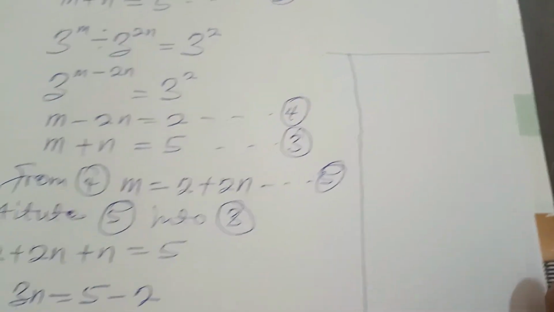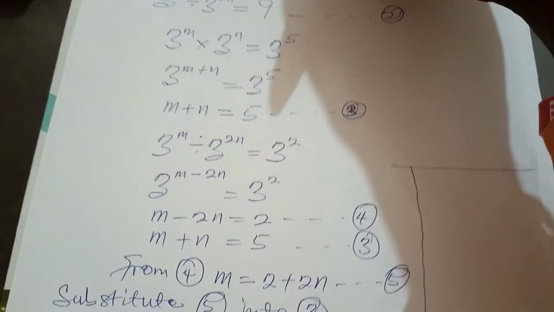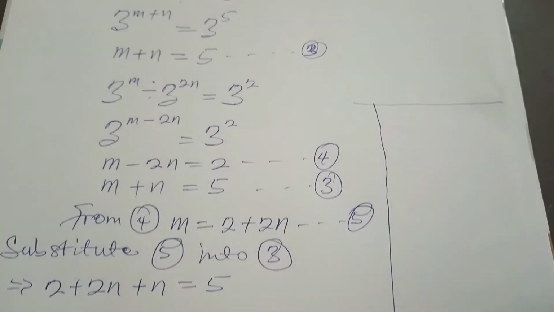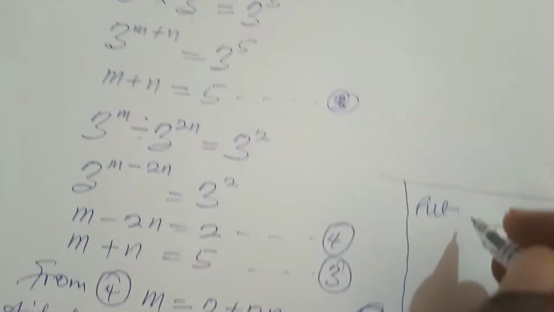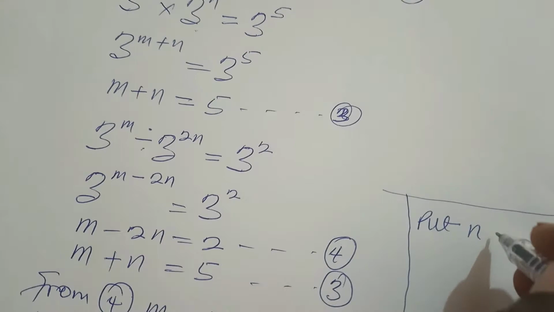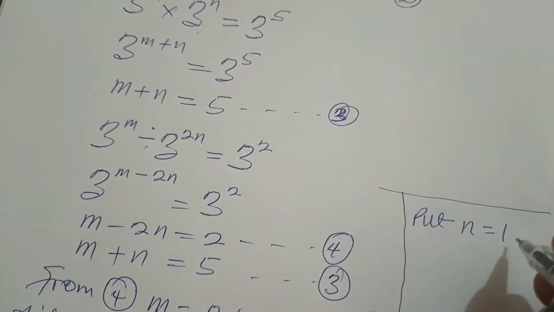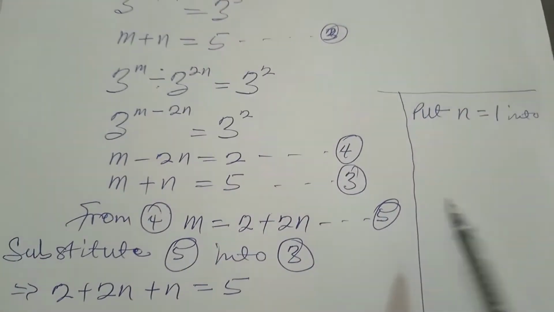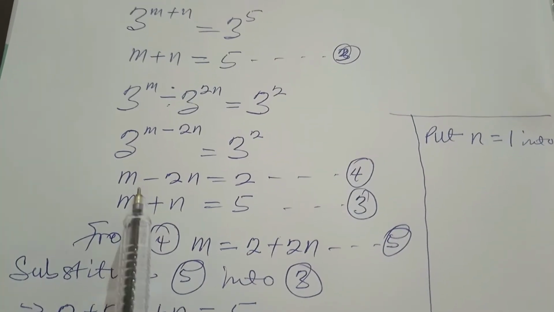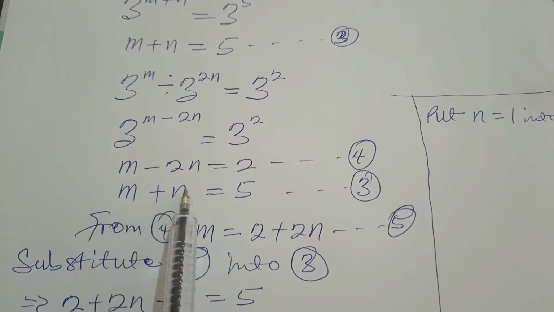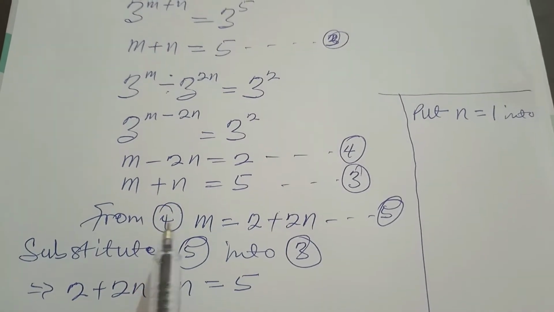So let's just do that on a fresh sheet. Oh no, let's keep it here so that our work will look simple on one sheet. So now we are going to put n equals 1 into either equation 3, equation 4, or equation 5. Any of them will do. So let me put it into equation 5.